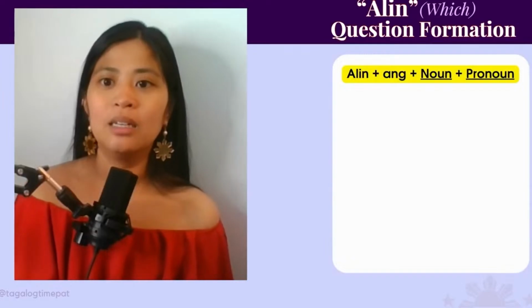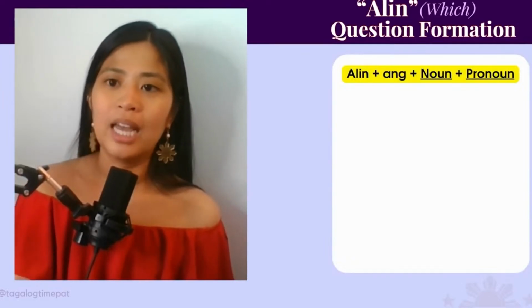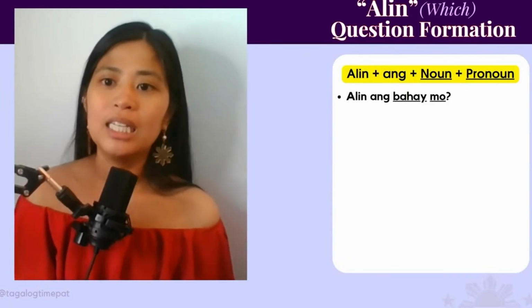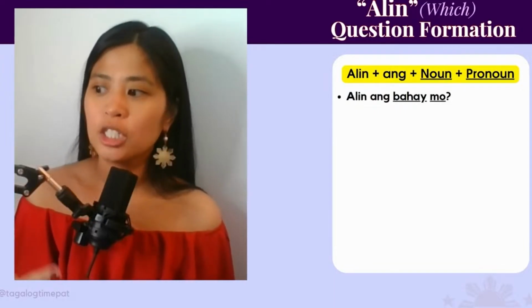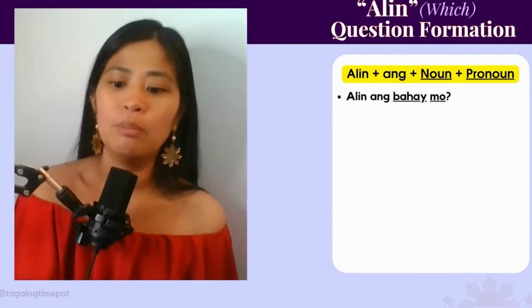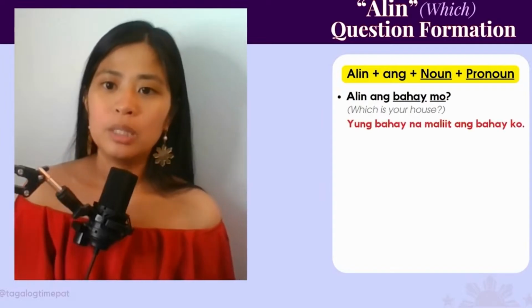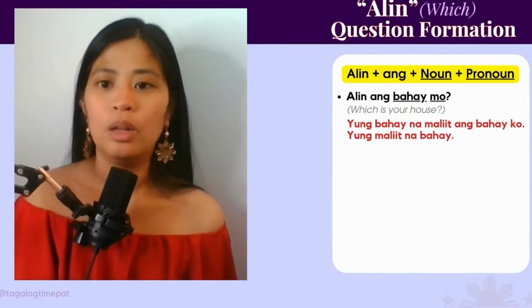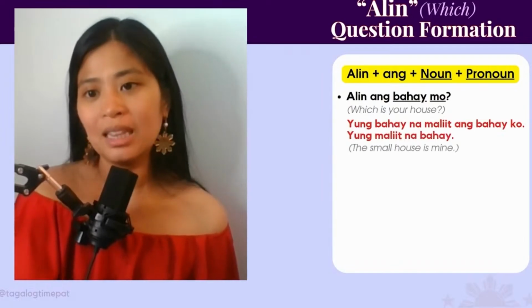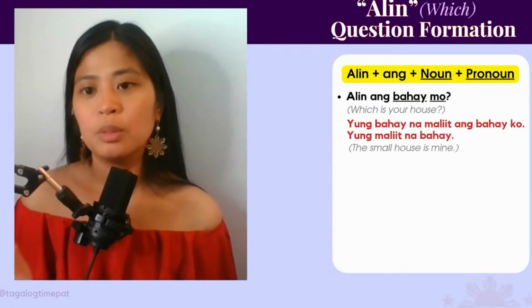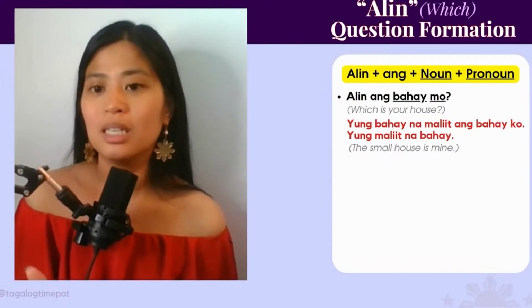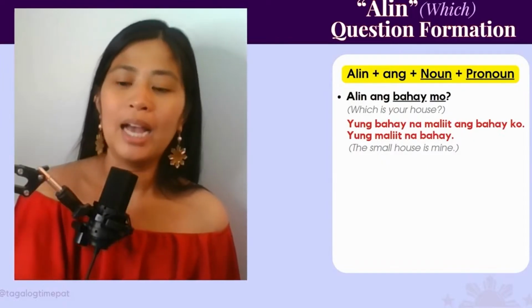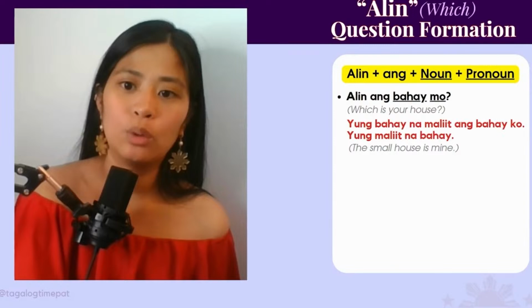So it's alin plus ang plus noun plus pronoun. Alin ang bahay mo? Which is your house? Your response? Yung bahay na maliit ang bahay ko. Or yung maliit na bahay. Both of those mean the small house is mine.